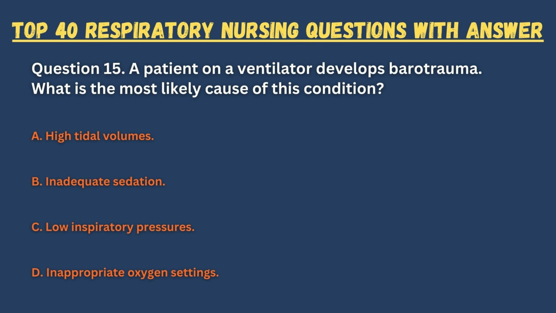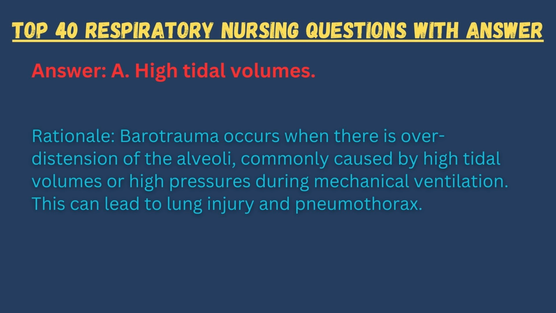Question 15. A patient on a ventilator develops barotrauma. What is the most likely cause of this condition? A. High tidal volumes. B. Inadequate sedation. C. Low inspiratory pressures. D. Inappropriate oxygen settings. Answer: A.